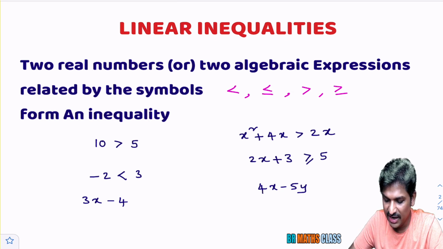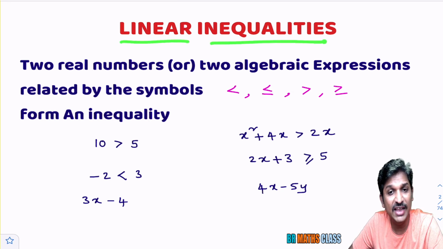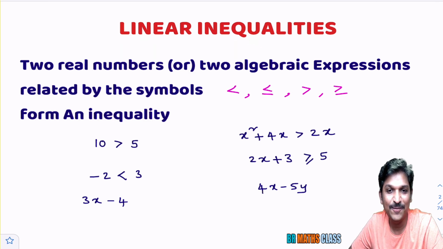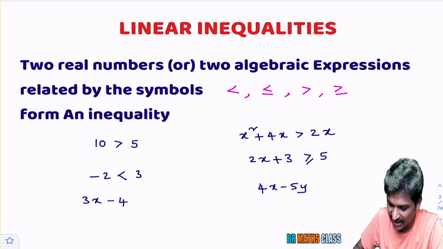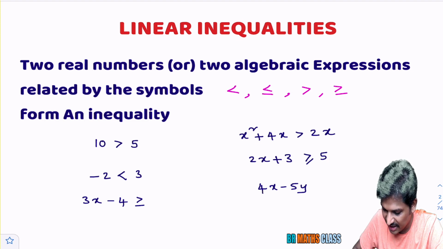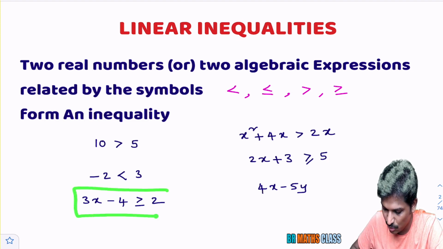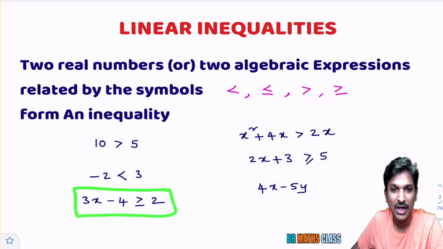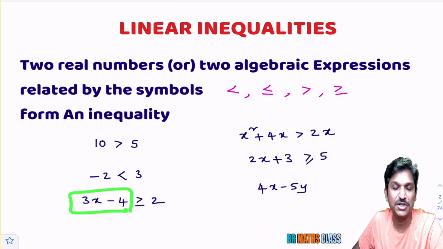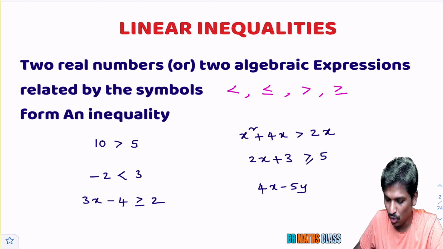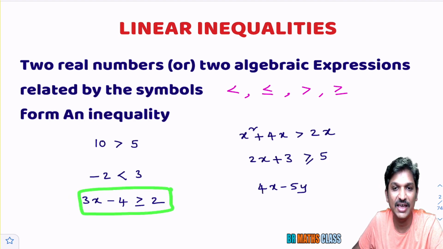Okay, here linear inequality means what? If a linear expression is involved in an inequality, then it forms a linear inequality. Try to understand. In an inequality, if a linear expression with respect to one variable or with respect to two variables is involved, then it is known as a linear inequality. For example, you see here 3x minus 4 greater than or equal to 2. You observe, this is an inequality or not? Yes, this is an inequality. On the left hand side you observe a linear expression in one variable. So this is a linear inequality in one variable.